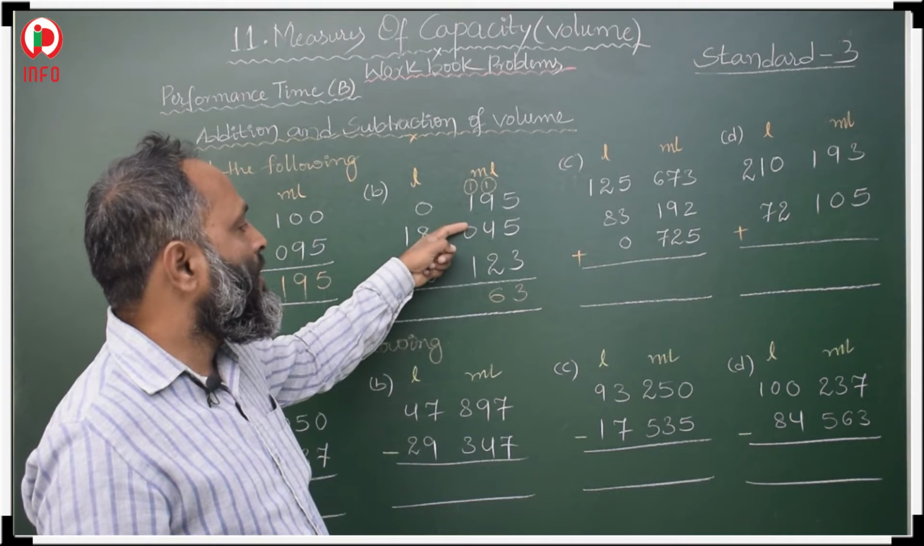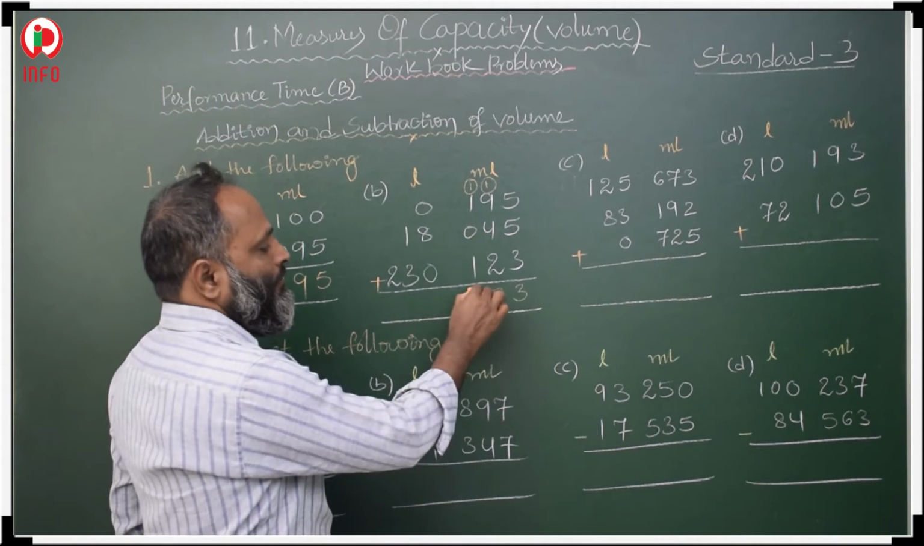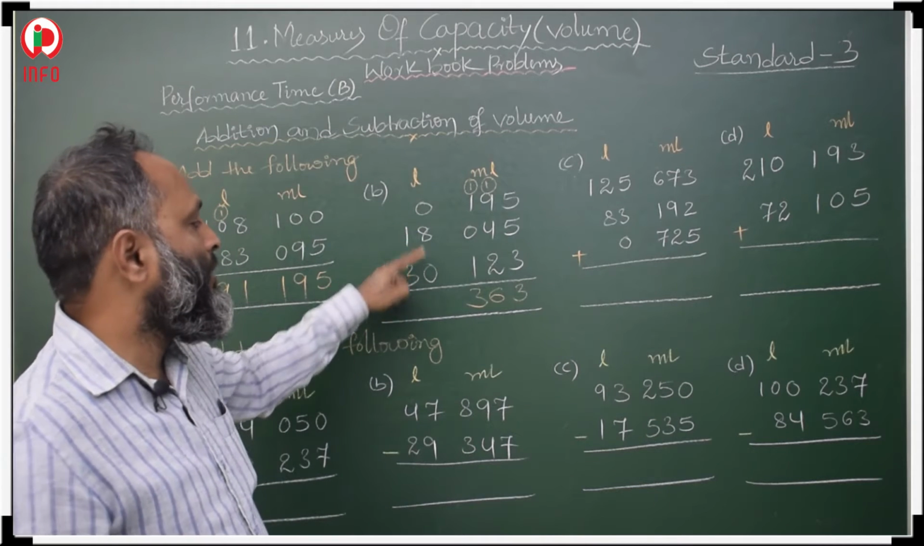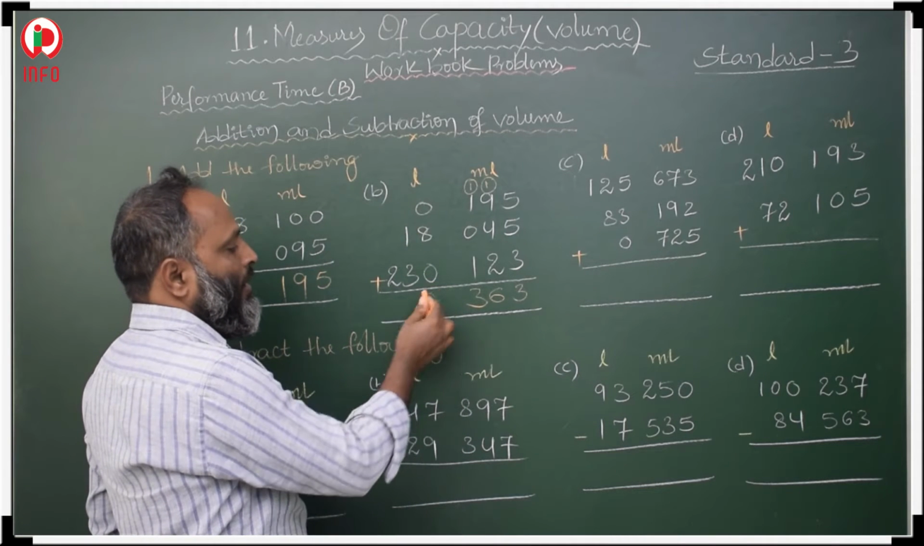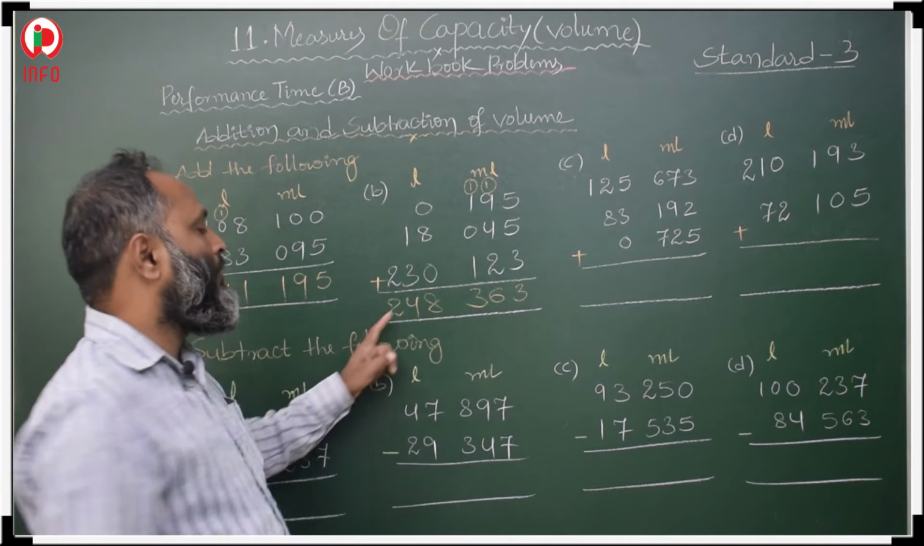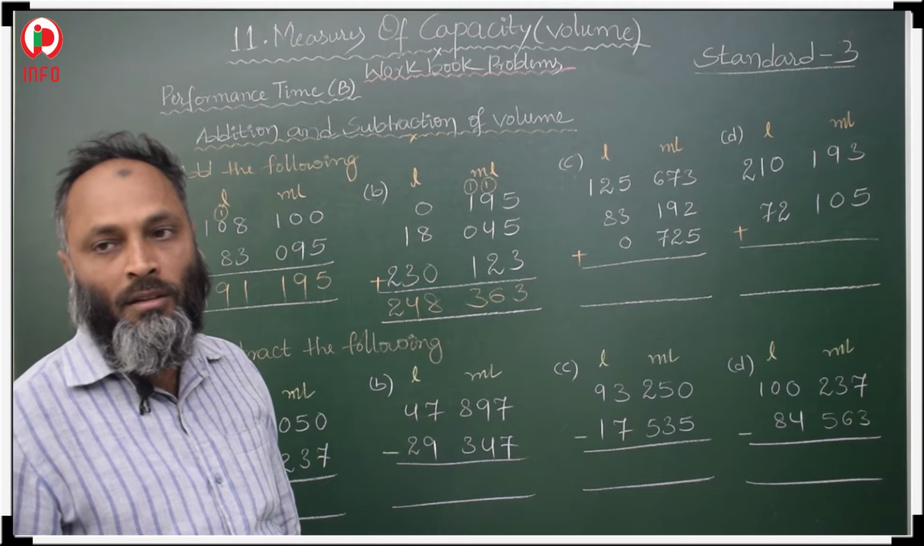1 plus 0, 1. 1 plus 1, 2. 2 plus 1, 3. Then after that 0 plus 8, 8. 8 plus 0, 8. Then 3 plus 1, 4, and this is 2. 248 liters, 363 milliliters. Okay.